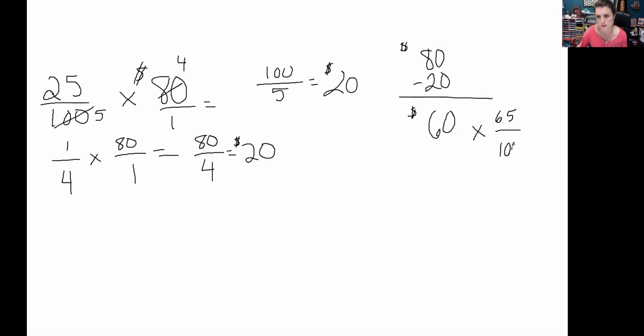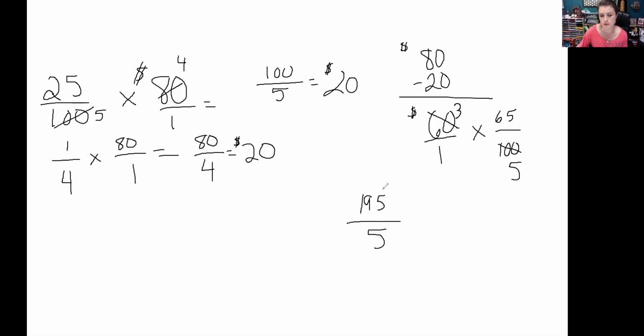Okay, so now I have to do 60 over 1 times 65 over 100. I could cross cancel, so I'm going to divide by 20, which is going to give me 3. Divide by 20 is going to give me 5. And now I can do 3 times 65, which I'm just going to use my calculator for this. 65 times 3 is 195 over 5, right? Because 1 times 5 is 5.